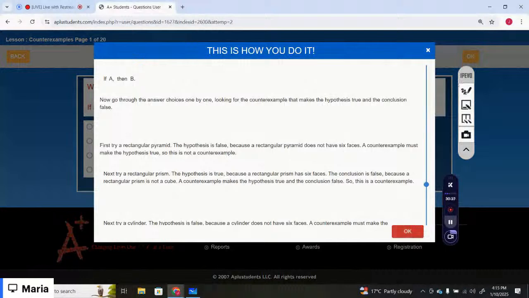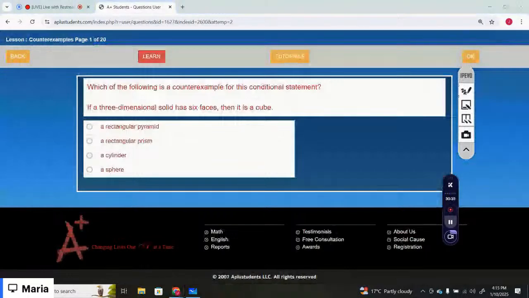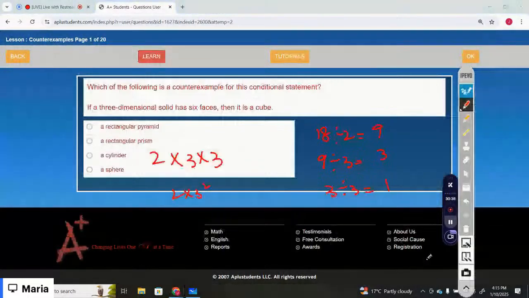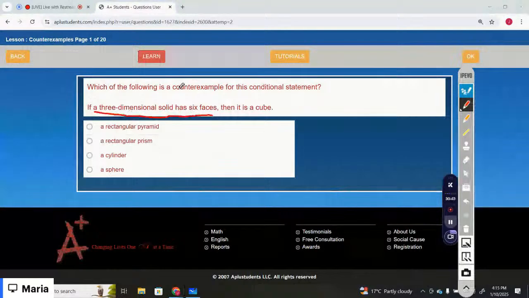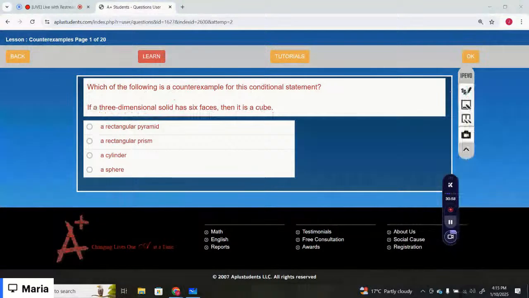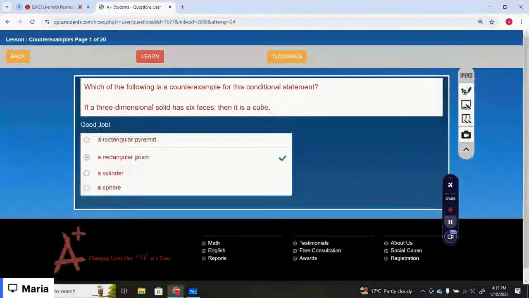Okay. So basically, let me just explain. You are given the hypothesis that is if a three-dimensional solid has six faces, so you have to find the one that has six faces but that is not a cube. This portion must be true but this one must be false. So a rectangular prism has six faces but is not a cube. So the correct counter example is a rectangular prism.